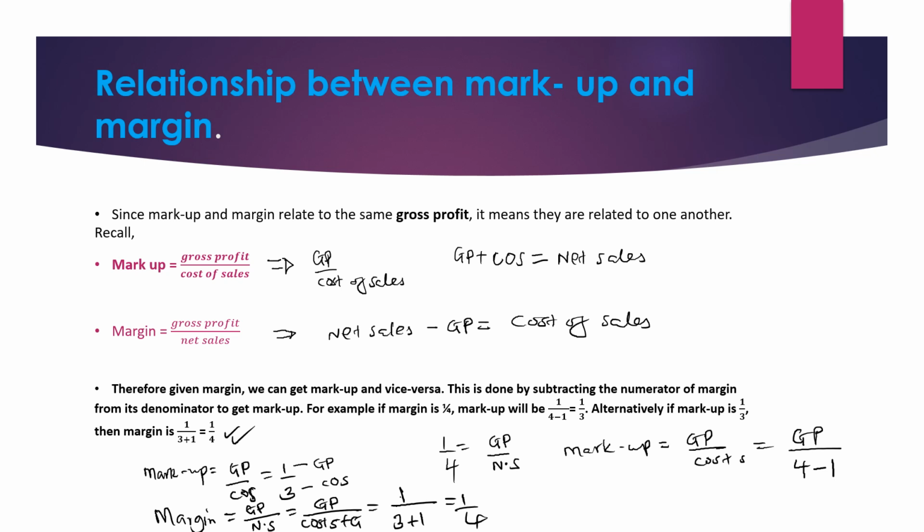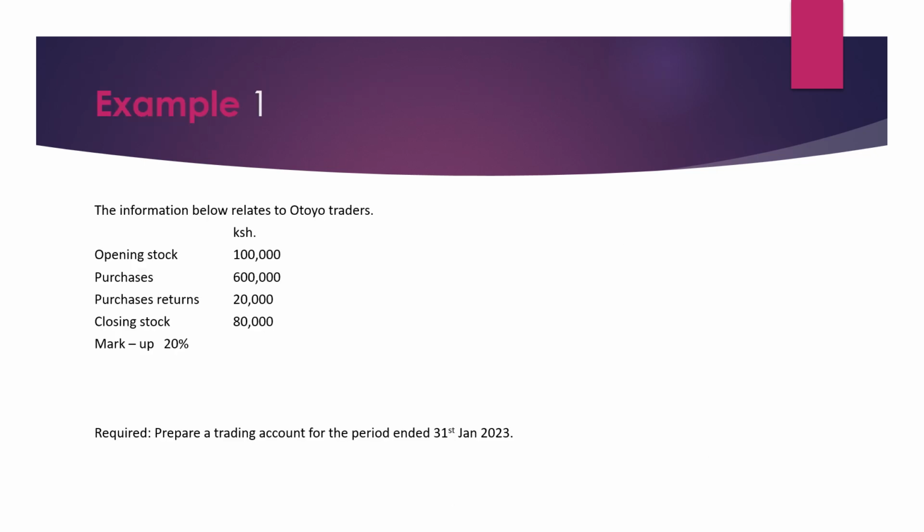Let us proceed and see how we can apply them in the trading account. We have an example here. The information below relates to Otoyo Traders. We have the opening stock, purchases, purchases returns, closing stock, and markup.